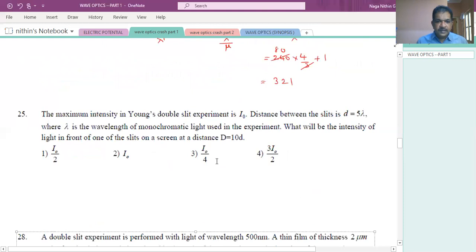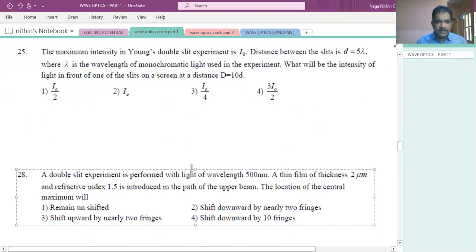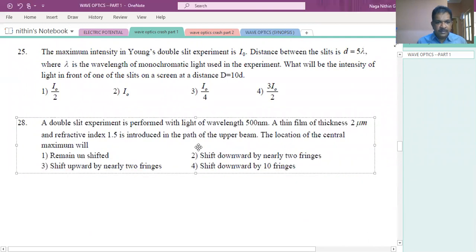Okay. See the next question. Already this is a repeated question. Already we did this one, no need to do it once again. For this the answer will be I naught by 2. First we did this question.